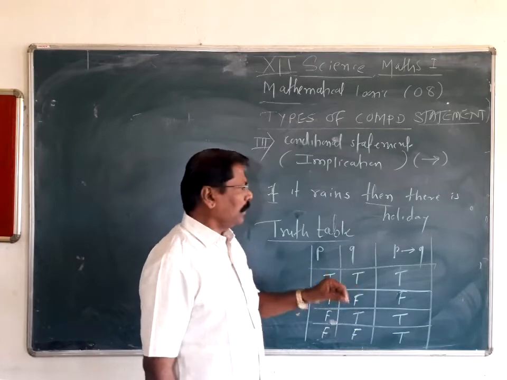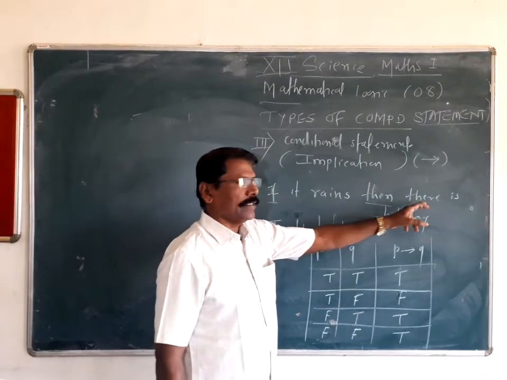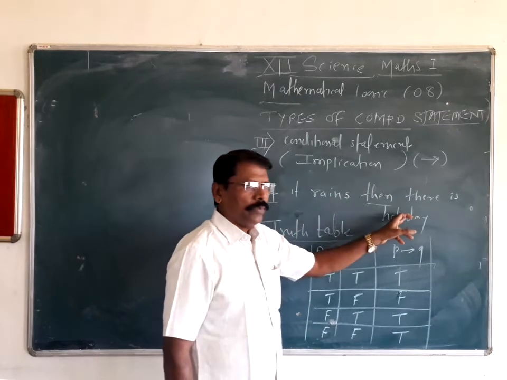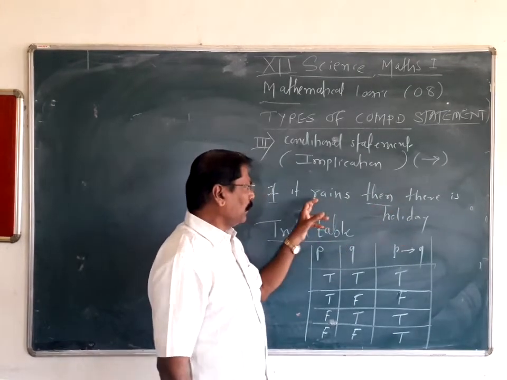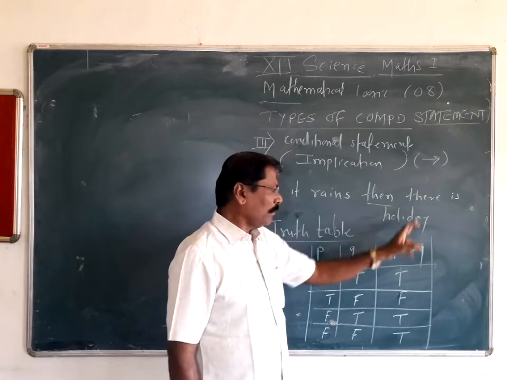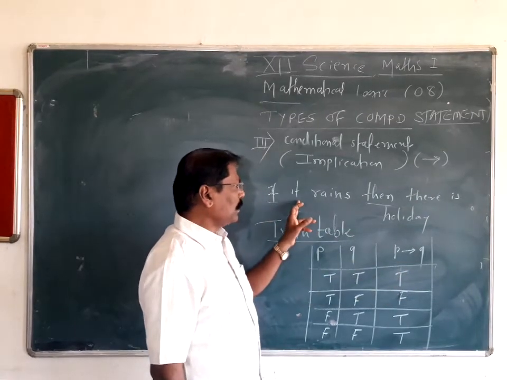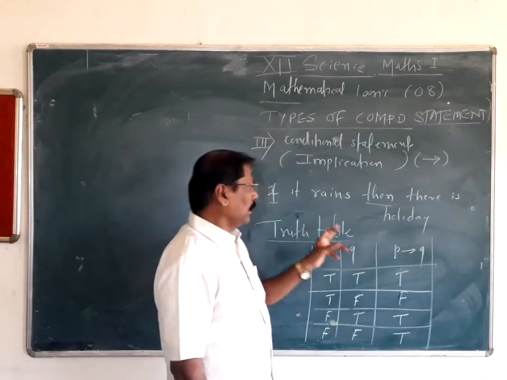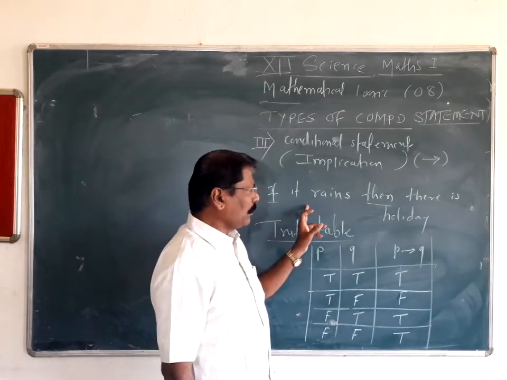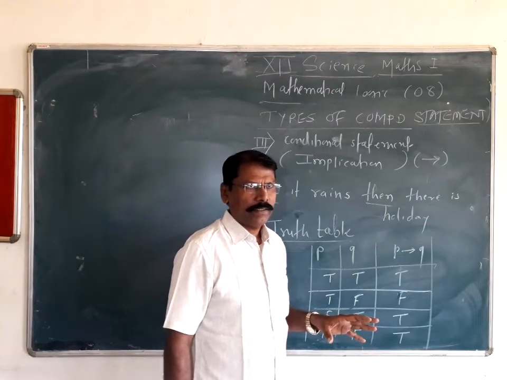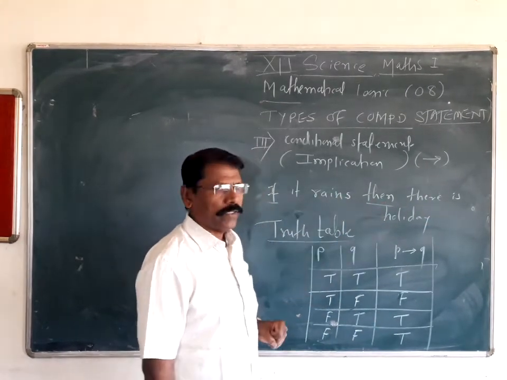It is very important. If it rains, then there is a holiday. So if this is true and this is true, then it will be true. If this is true, but there is no holiday, so that is false. If this is false and this is true, then it will be true. If this is false and this is also false, the whole statement is true. So this is the third type of compound statement.